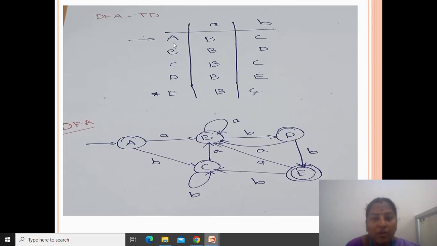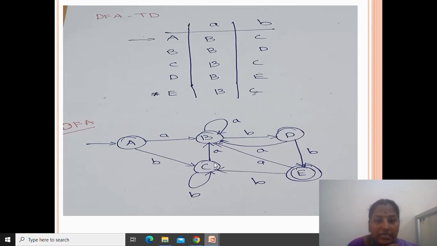Here we have removed our epsilon moves. This will be converted to a DFA. From this we want to draw the transition diagram. The initial state is represented with an arrow mark, and the final state will be represented with a double circle. The final state is E, initial state is A. From A, if the input symbol is A, it goes to B, and if the input symbol is B, it goes to C. For the new state B, for the input symbol A, it goes to B itself. For the input symbol B, it goes to D.